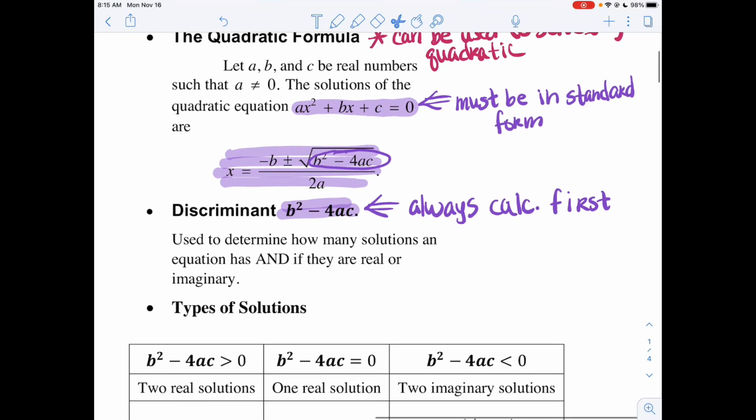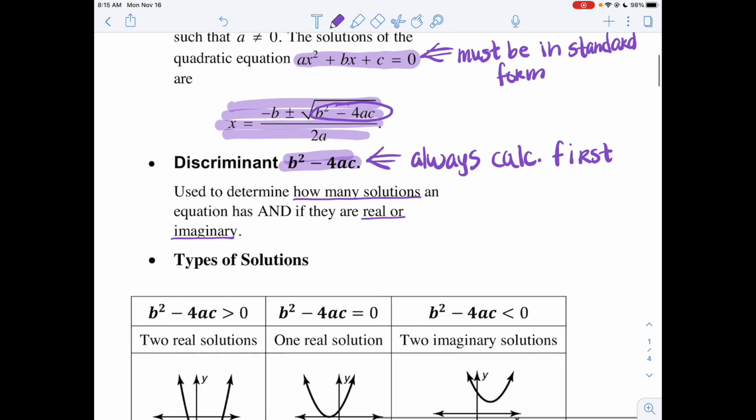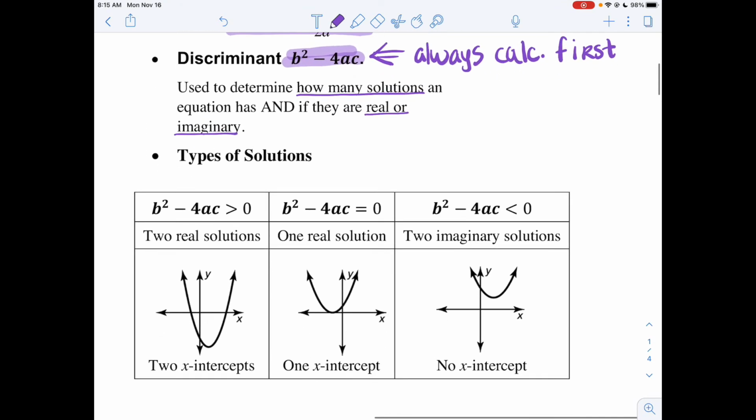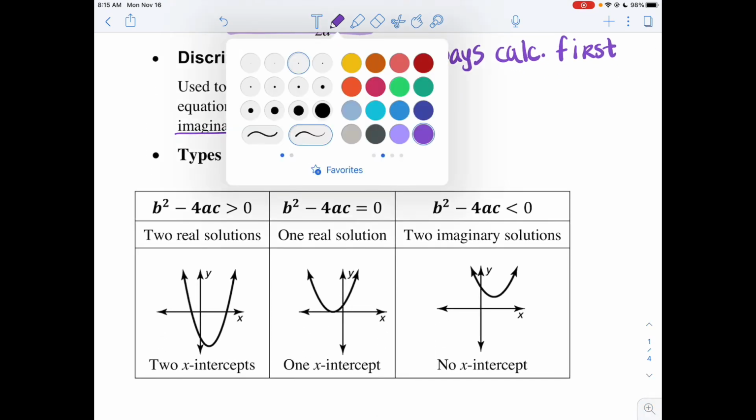So again, this is going to tell us how many solutions we have, whether we have 1 or 2, and if they are real or imaginary. Remember that we talked about imaginary solutions with the imaginary unit i in them last time. So let's talk a little bit more about the discriminant. We're going to call the discriminant D.